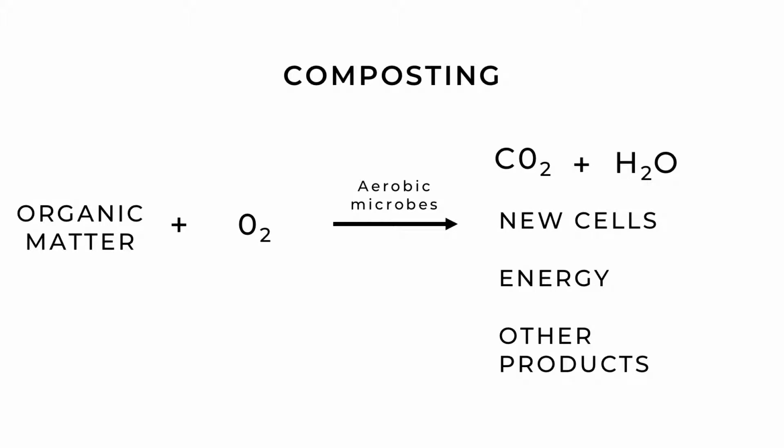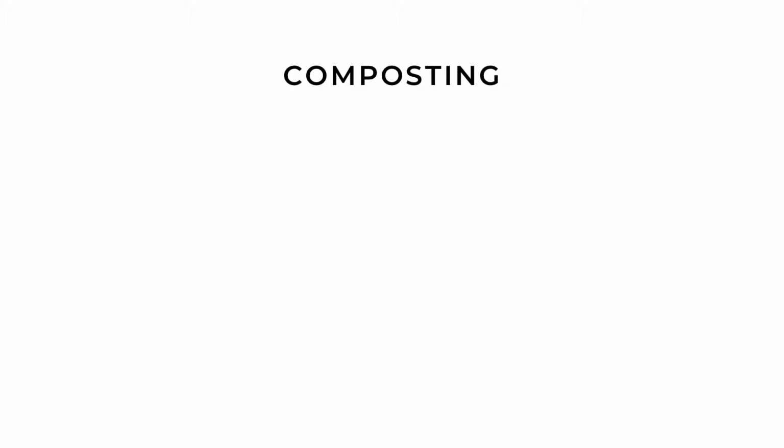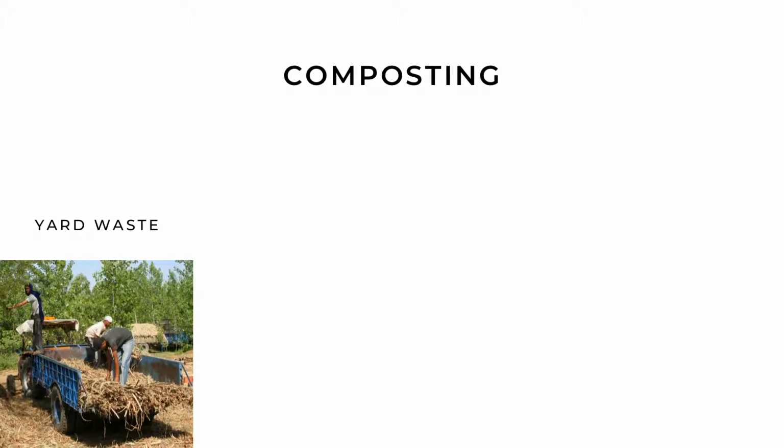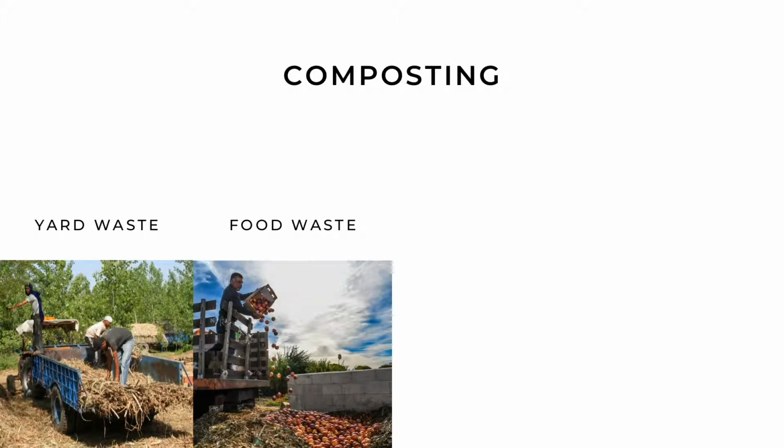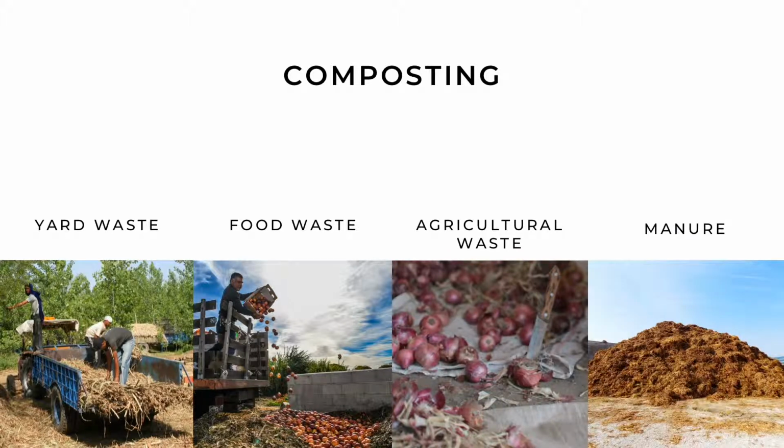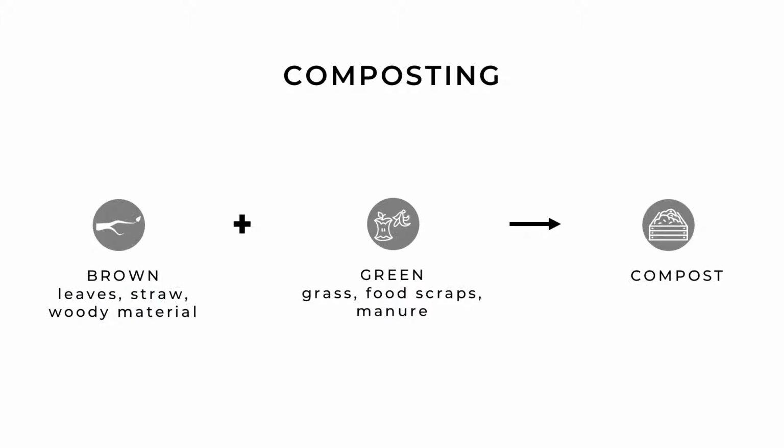Composting occurs under controlled aerobic conditions in which air-breathing microorganisms such as bacteria and fungus mineralize biodegradable organic matter while carbon dioxide, water, and heat are liberated. Many different types of organic solid waste are suitable for composting, including yard waste with branches, leaves, and grass, also food waste, agricultural waste, and manure. Usually, as input, we will need a mixture of brown or dry material and green or wet material.